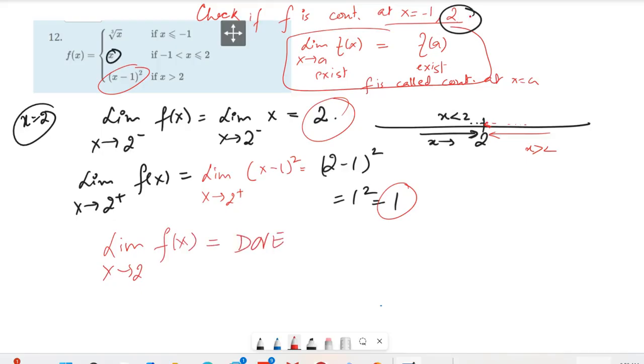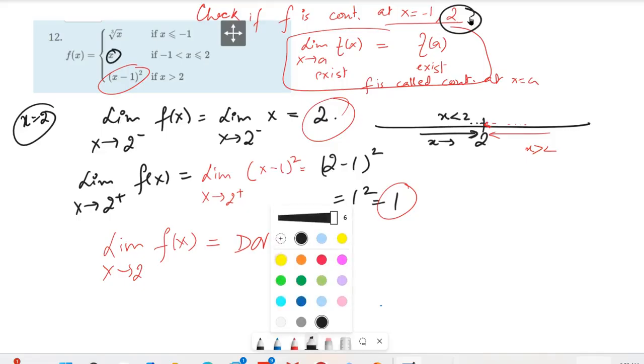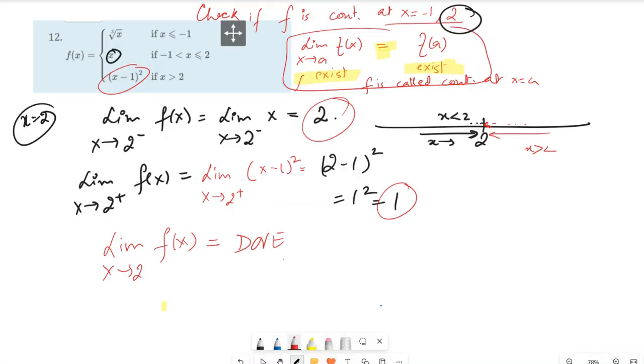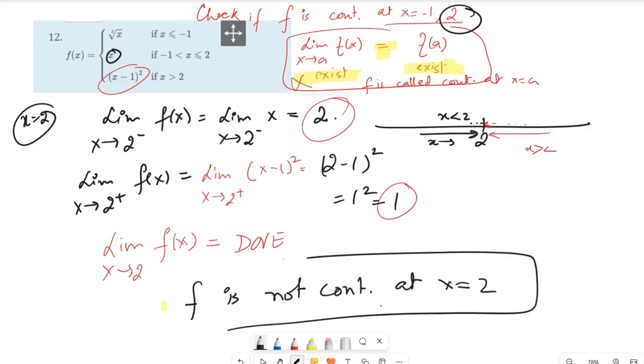If this does not exist, it cannot be continuous, because by the definition the limit has to exist, the value has to exist, and they have to be equal to each other. In this case, only the first property is not satisfied. Therefore, we call f not continuous at x equal to 2. We don't even need to check the value of the function at 2 in this case.